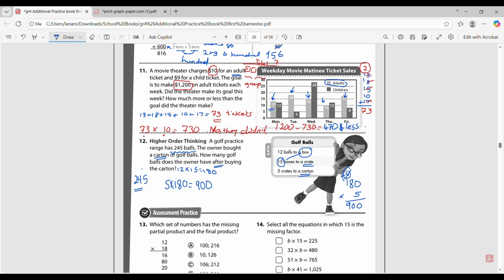Now, don't forget that we have the old balls. So how many balls do we have? 900 plus 245. So we need to add 900, 245. 5 plus 0 is 5, 0 plus 4 is 4, 9 plus 2 is 11. So it's 1145 balls in all, the balls that they have now.